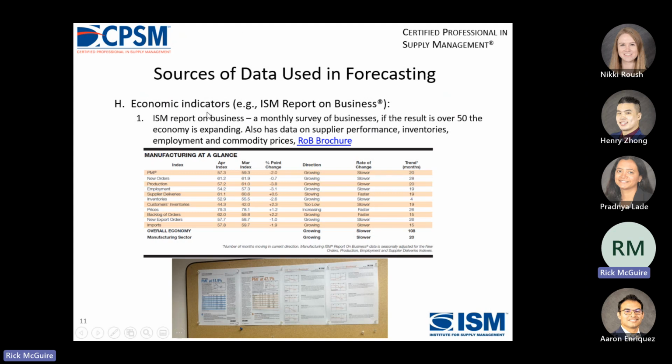One of the other things you can look at is the ISM report on business. The prices paid and the employment are kind of indicators of recessions or inflation. And if you go into the break room where the coffee's at, the fridge, it's posted there on the bulletin board.